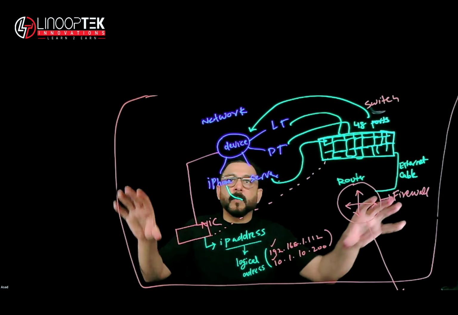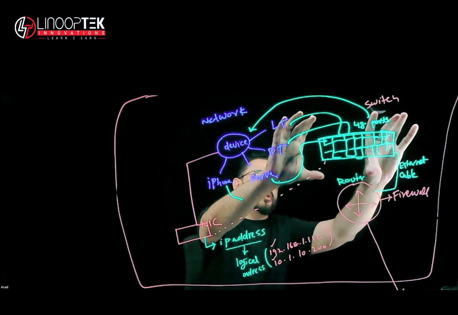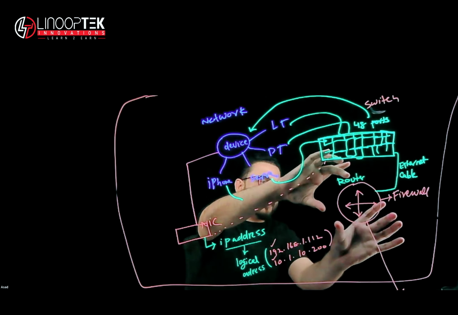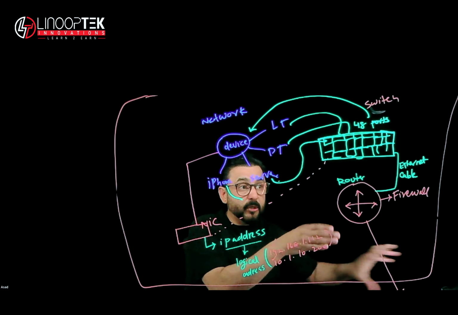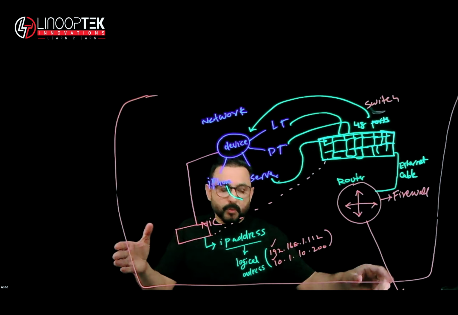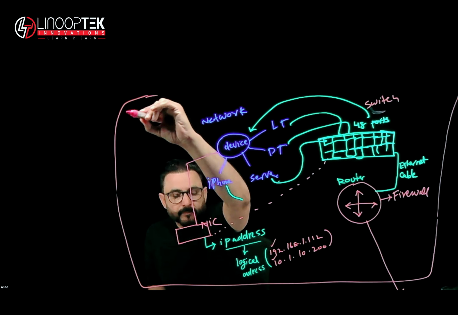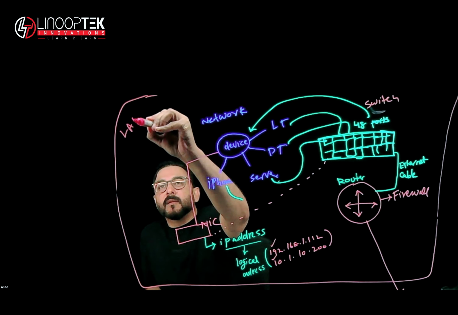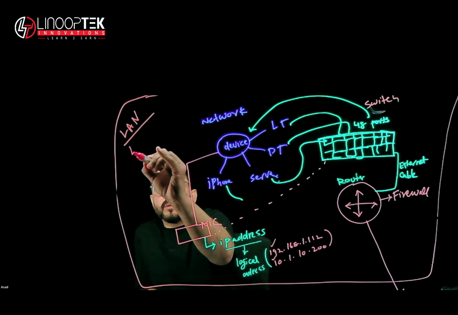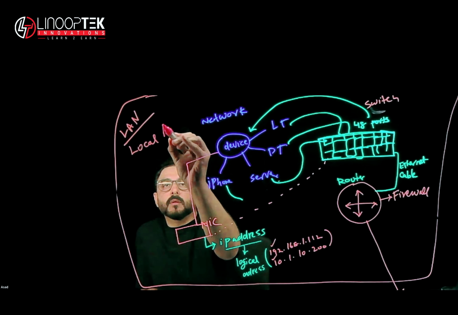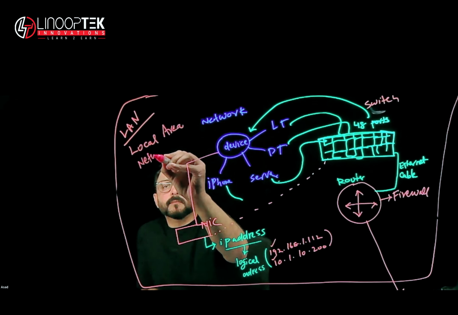So now this is your home. You have your devices, and the devices are connected to your switch. The switch is connected to a router, and now this router is going outside. There's a cable going outside. And so this, ladies and gentlemen, is called a LAN. What does LAN stand for? Local area network.